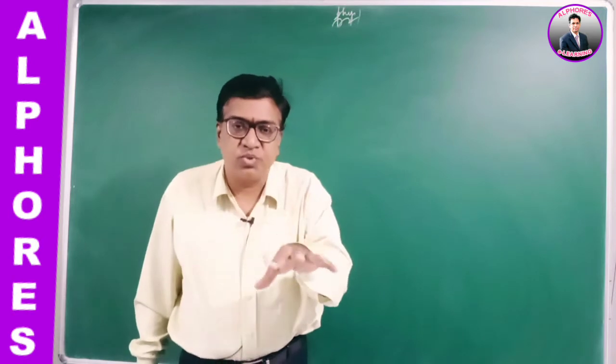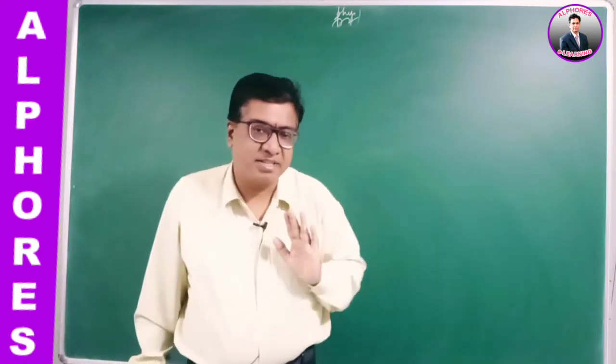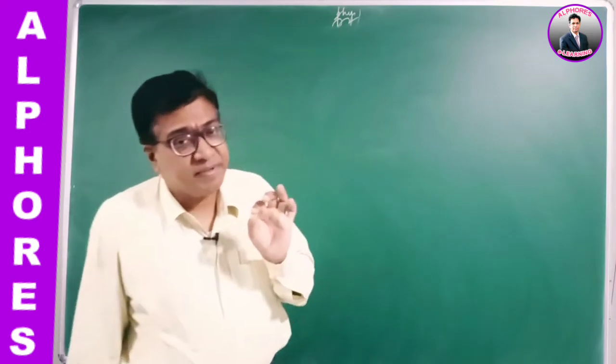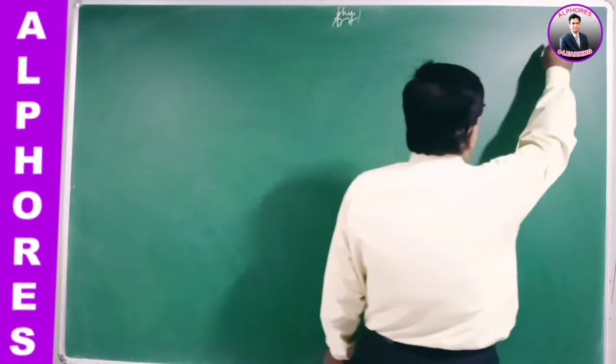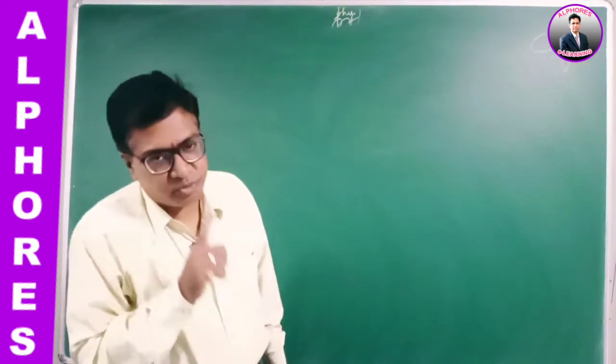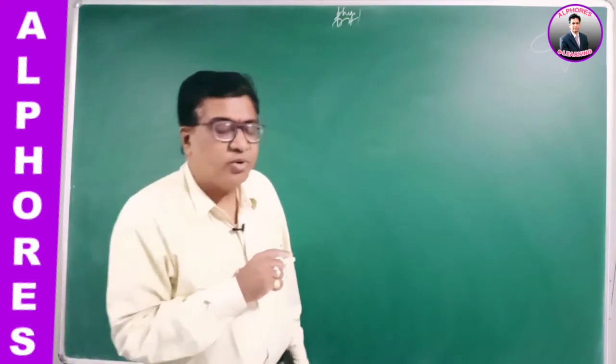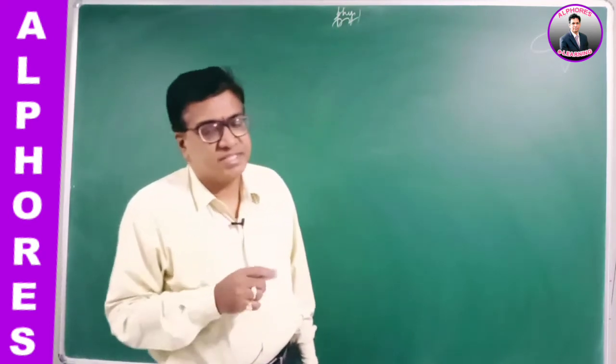So a device to store charge and energy is termed as a capacitor. The capacity of a capacitor C, we know, is equal to Q by V. It is the amount of charge stored per unit volt. Charge per volt, Q by V, coulomb per volt, units farad.